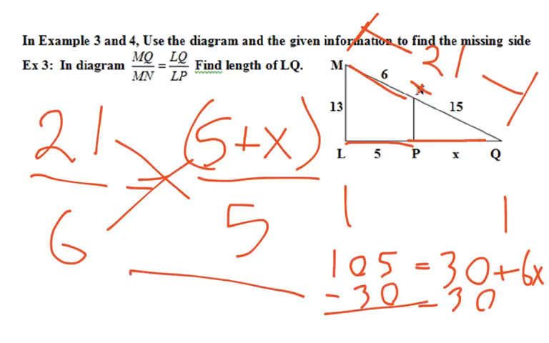and I'm going to show my work over here. 105 minus 30, that's going to give me 75 equals 6x. And when I divide by 6, that comes out to 12.5. I apologize for all the scribble. I don't have my pen thingy, so it's a little messy.